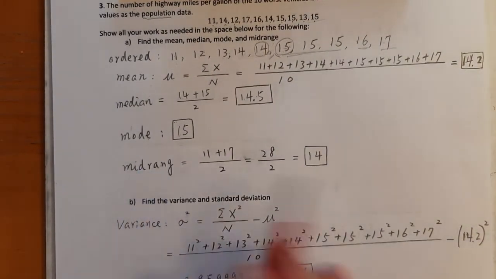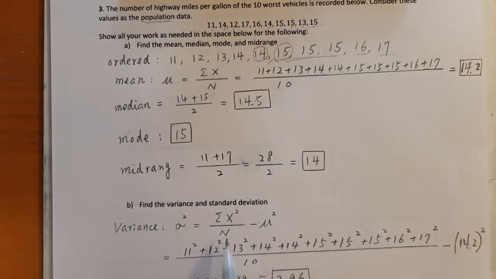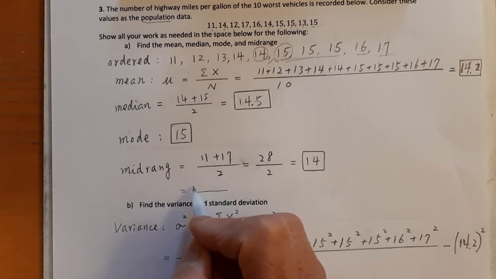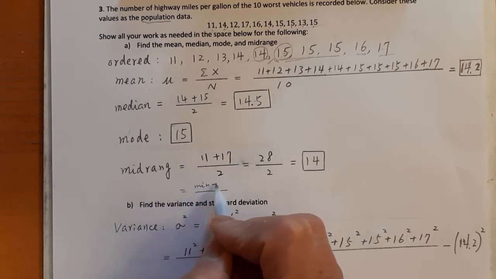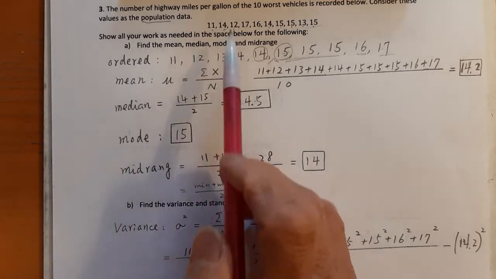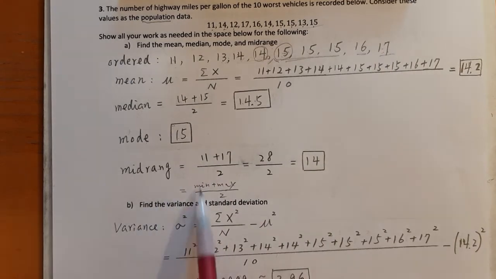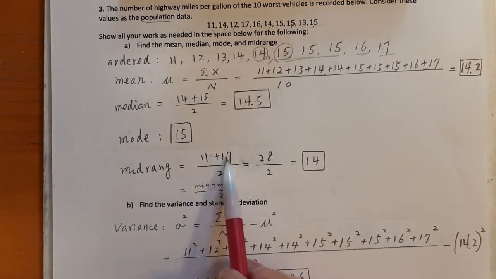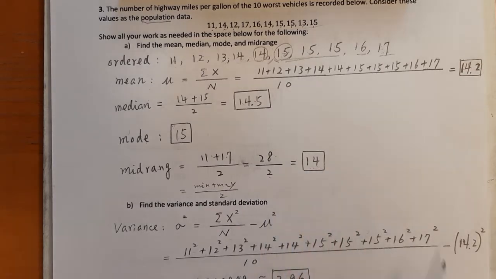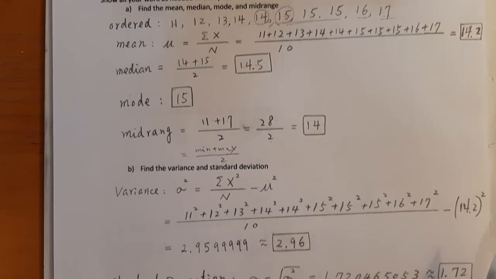Mid-range is the minimum plus the maximum, divided by 2. Minimum is 11. Maximum is 17. 11 plus 17 is 28, divided by 2. We got 14. And that's the mid-range.